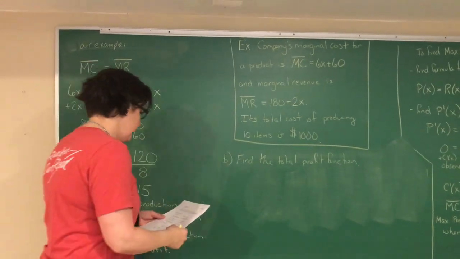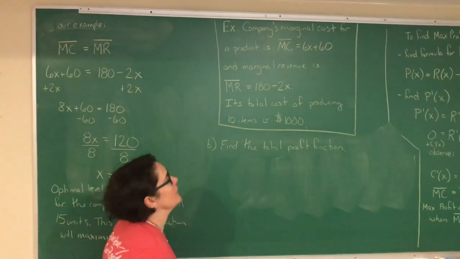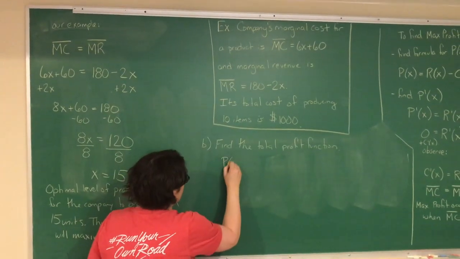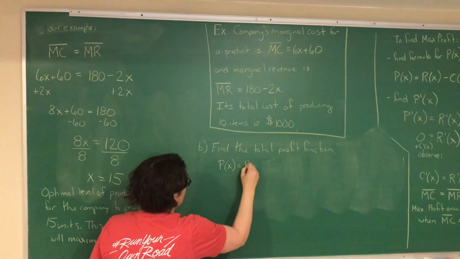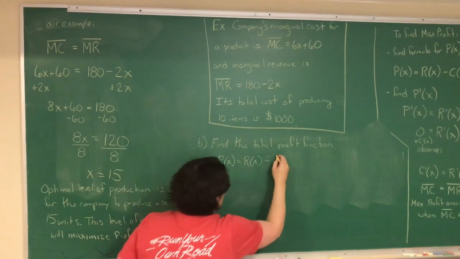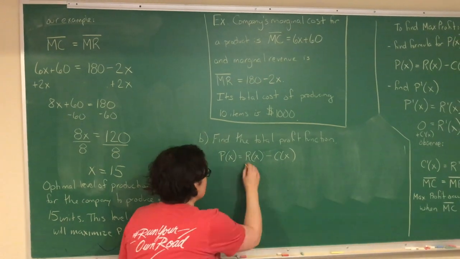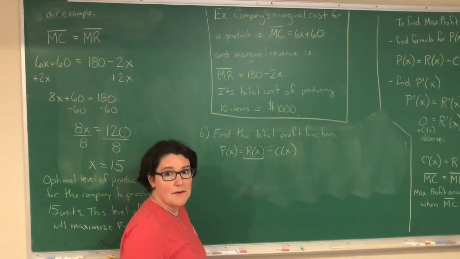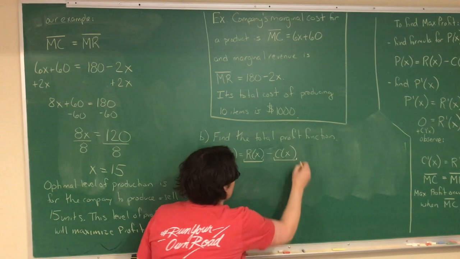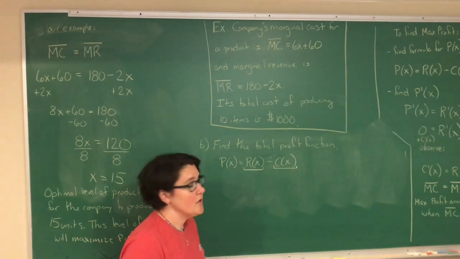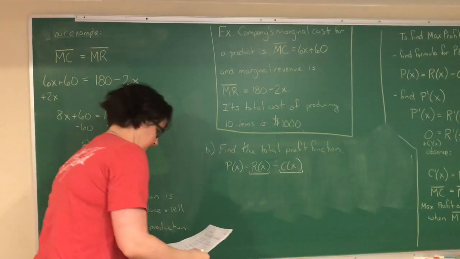Okay, so to find that total profit function, the thing that I know is that profit is revenue minus cost, which means that we want to come up with a formula for revenue and a formula for cost. So let's start with the revenue function.